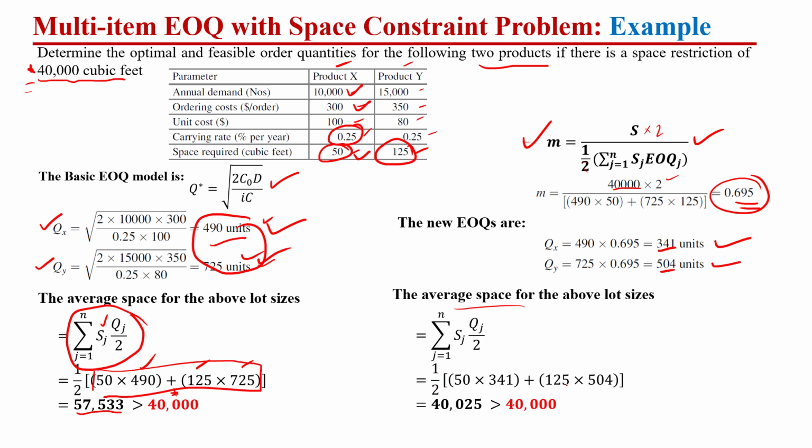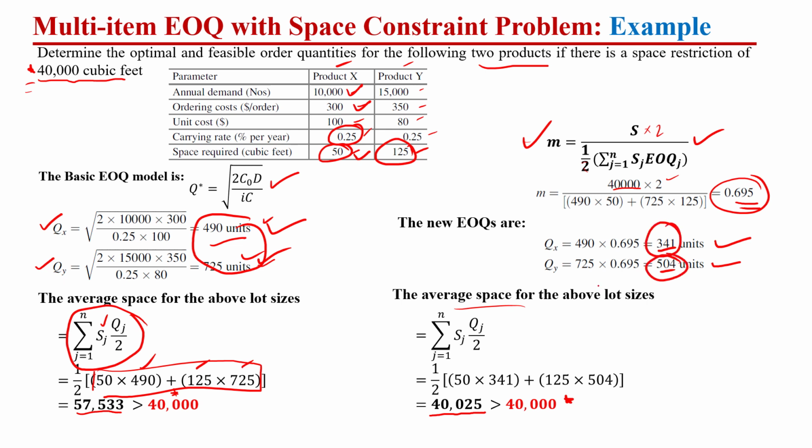Again, if we calculate this one, this is 40,025 cubic feet. Still, it is violating the available space. So now we need to find out the value of lambda. Based on this, we are still violating this issue. So now, how can you find the value of lambda? That is with the help of these Qs.